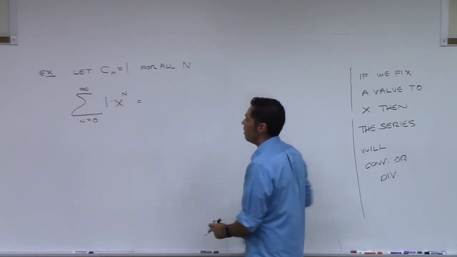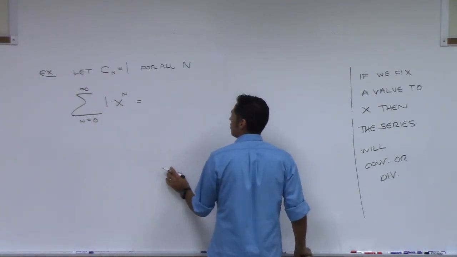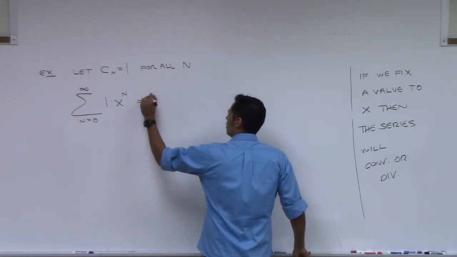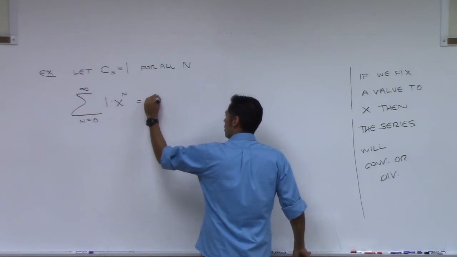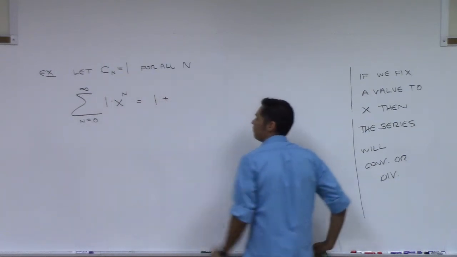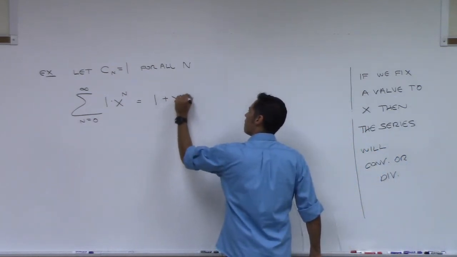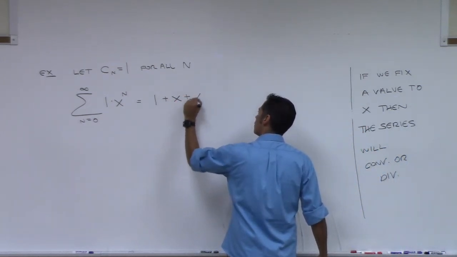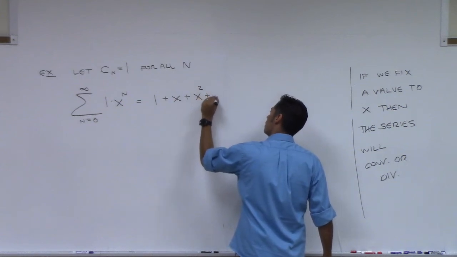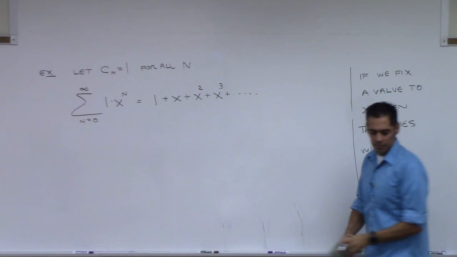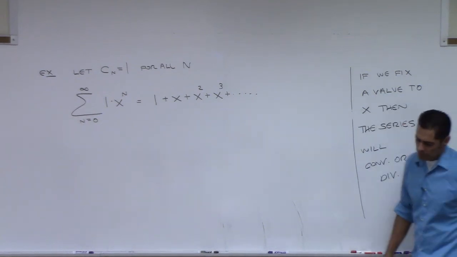Okay, so let's write it out. What would the first piece of this power series be? 1 times x to the 0, so 1 times 1 is 1, plus 1 times x plus 1 times x squared plus 1 times x cubed plus dot, dot, dot. Do y'all agree?